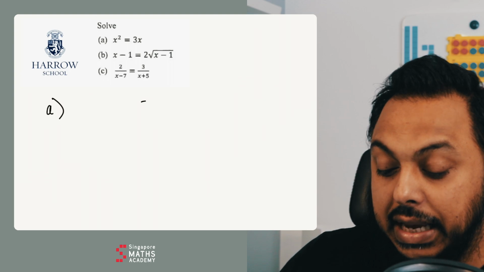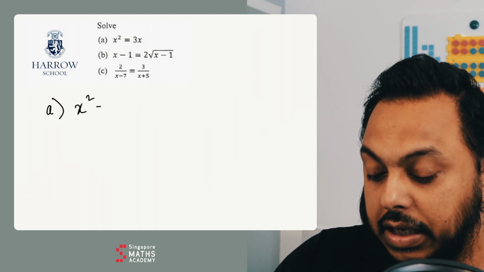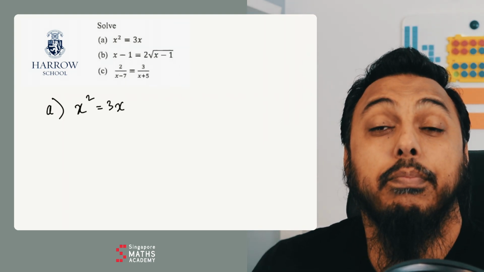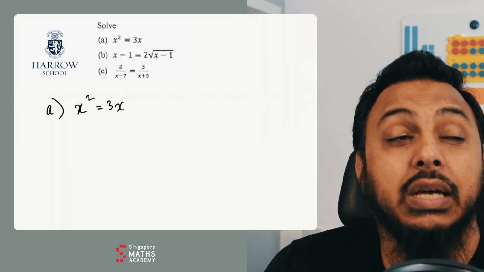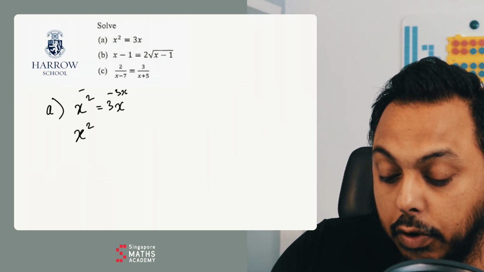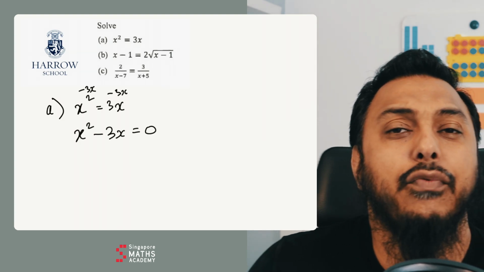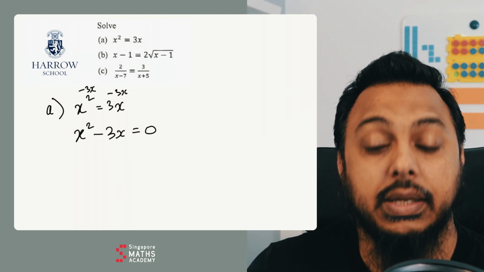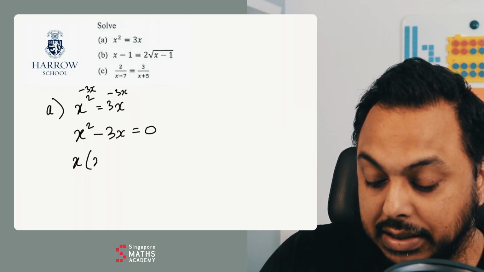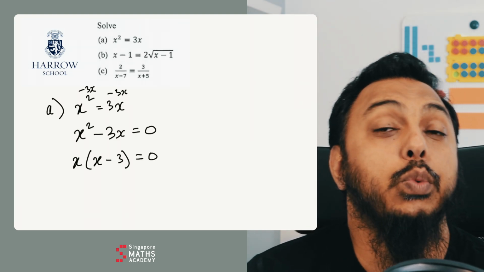So the first one is a quadratic equation, and we've got x squared equals 3x. To solve this, we're going to have to move all of the terms onto one side. So I'm going to take away the 3x on both sides, and so I get x squared take away 3x equals 0. And from here we're going to have to factorize. Factorizing means to put into brackets, so x brackets x take away 3 equals 0 is how we would put this into brackets.